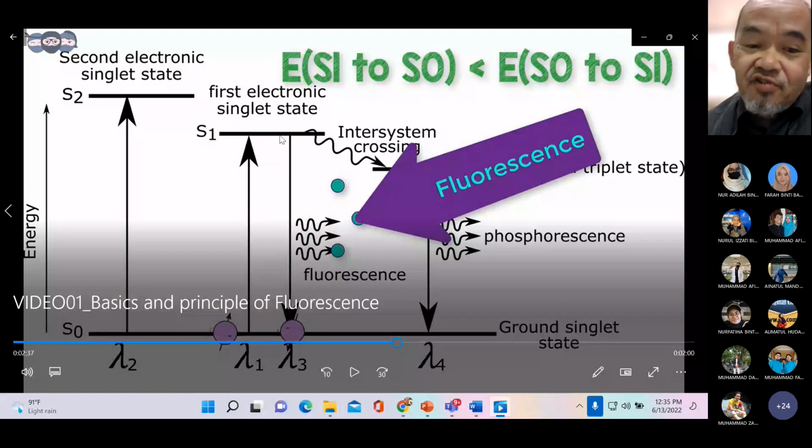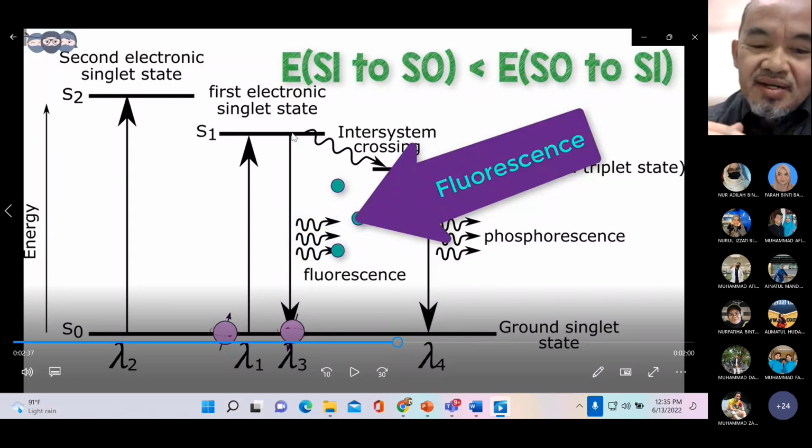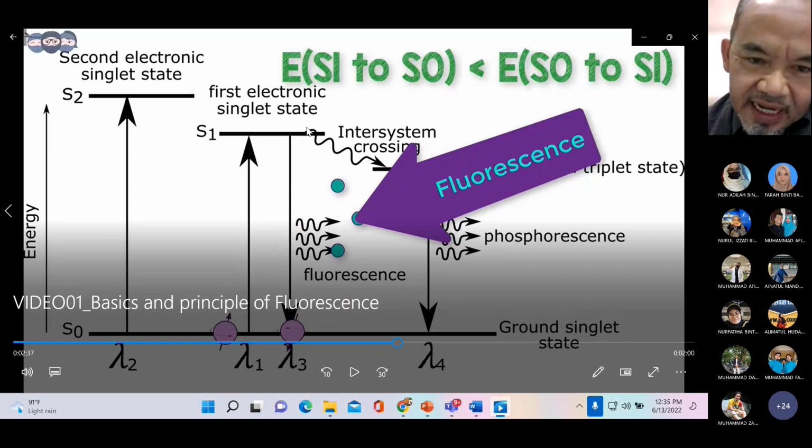Jadi for sure sebab tenaganya dah semakin rendah, tidak mungkin untuk dia appear pada panjang gelombang yang lebih rendah. Betul tak? Sebab kalaulah dia appear pada lambda lebih rendah, maknanya tenaga lebih tinggi, which is tak mungkin sebab tenaga dia dah rendah. Macam tu. Jadi dia dah appear dekat sini, kalau dia terus tukar jadi fluorescence.